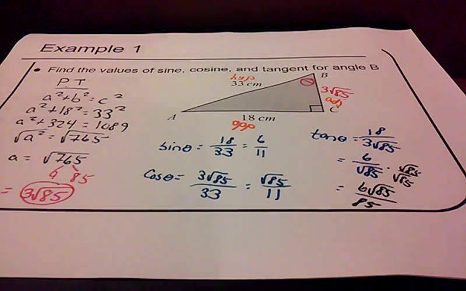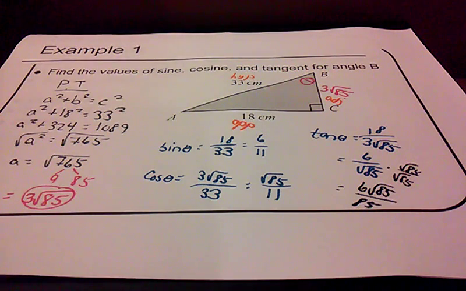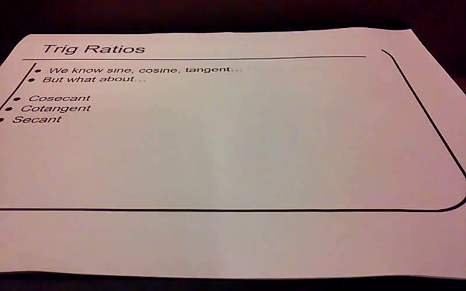Sine would be 6 over 11. Cosine would be square root of 85 over 11. And tangent would be 6 root 85 over 85. All right, well, that should be good review from last year's math because you covered sine, cosine, and tangent then. So that's 3 out of the way, but if you remember, I said there were 6. We know sine, cosine, and tangent, but what about cosecant, cotangent, and secant?